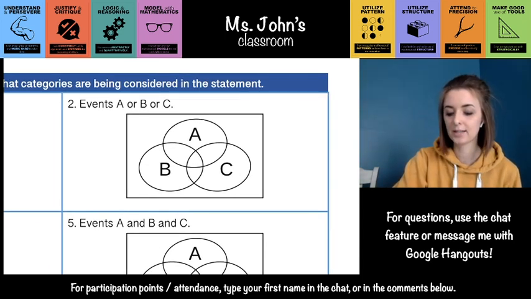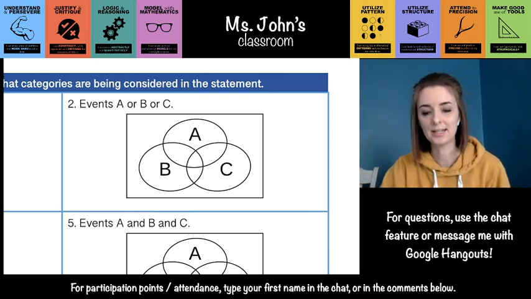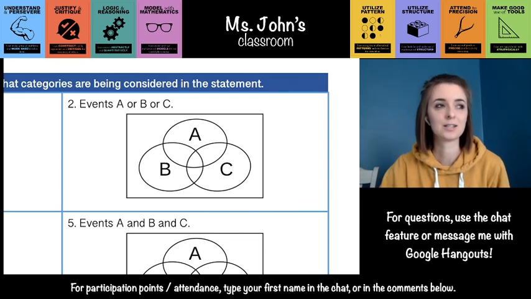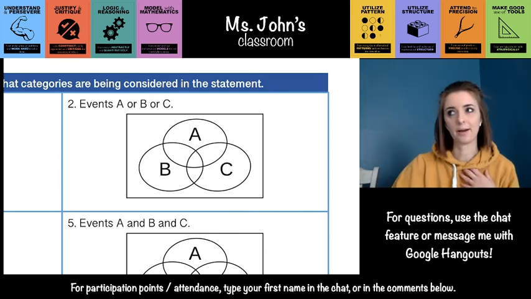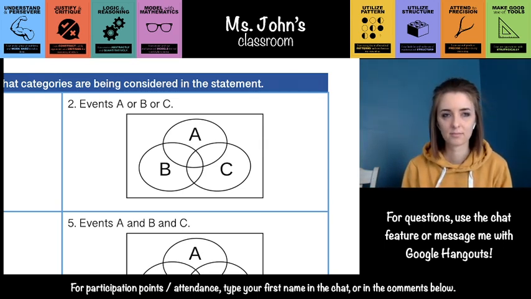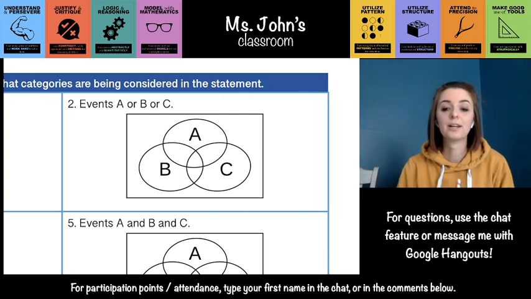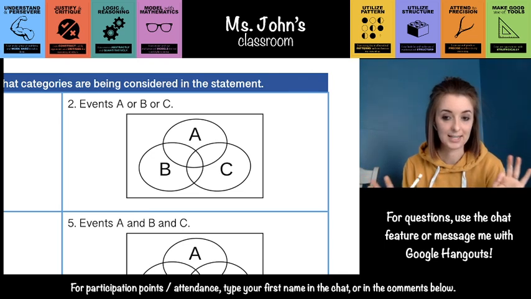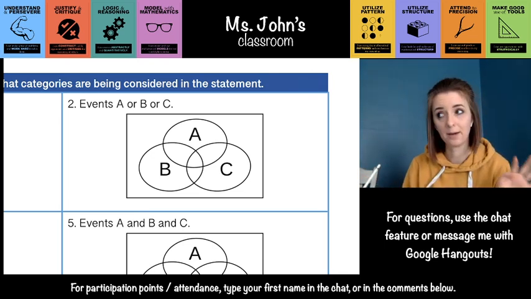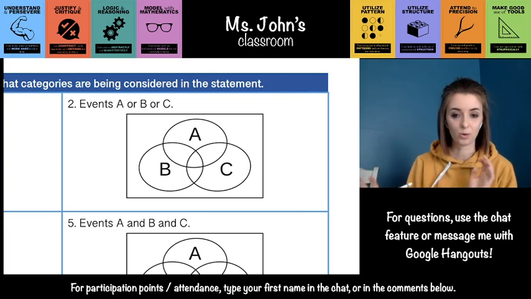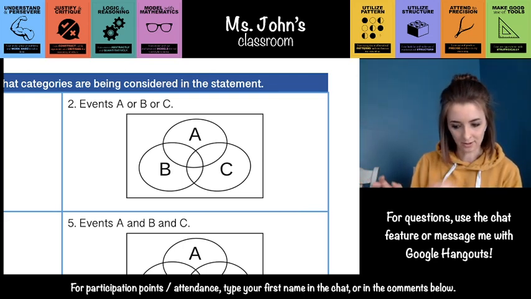Okay, for this next one, events A or B or C is what we're looking for. So remember that or in math means it's fine if one happens, it's fine if the other happens, and it's also fine if both of them happen. In this context, we have three events, and we are good if any of those events happen, or if all of those events happen, or if any combination of two of them happen. So that's what or means in this context.